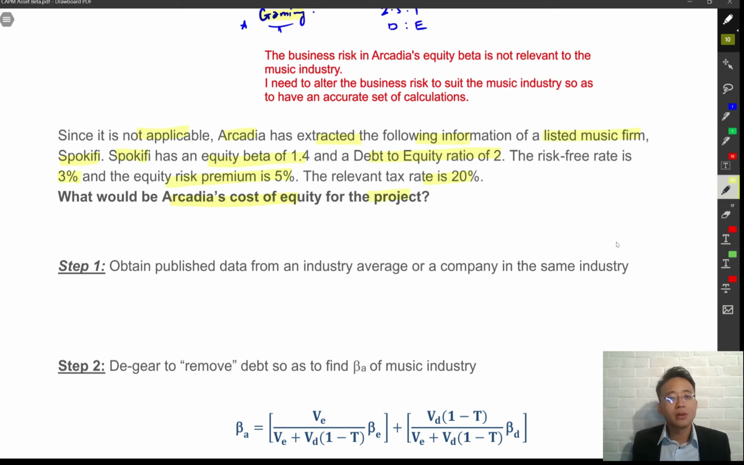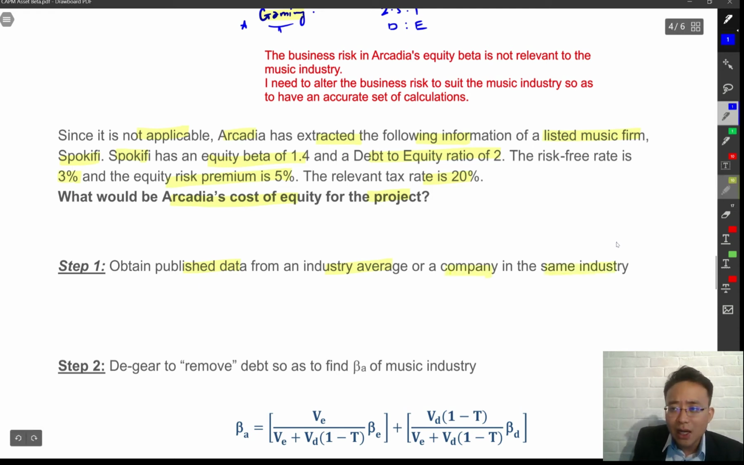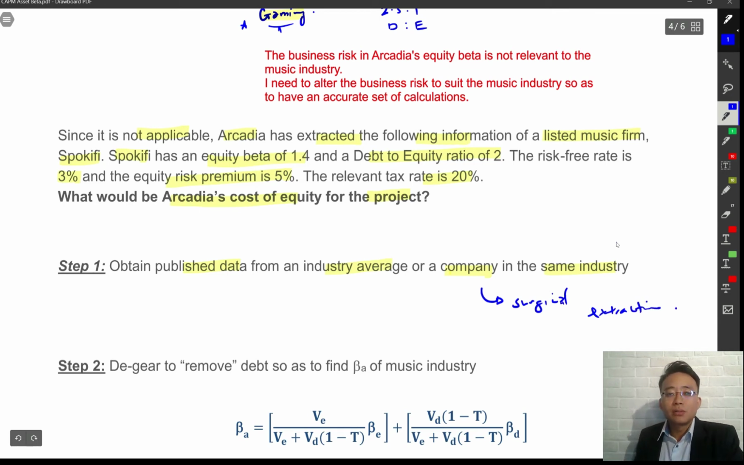So number one, in all ventures like this, we need to get published data, which the question gives us, of either an industry average, like the music industry average, what is the risk for the music industry, or we're going to use a company within the industry, and from this company, we are going to do a surgical extraction. Now, what do I mean by a surgical extraction? People, I have the equity beta of Spotify. What is within this equity beta?